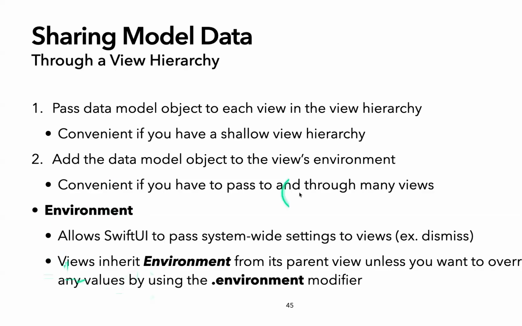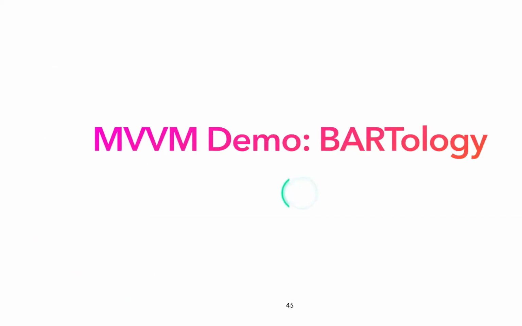This is very convenient because you can pass this observable object into a subview's environment, and all of its subviews inherit that. So you can just get it from each subview without having to physically pass it from one to the other. All right, so I'll just show you an example of MVVM.